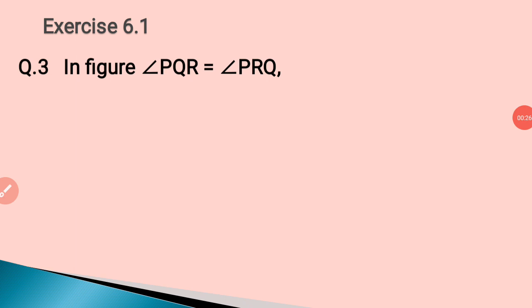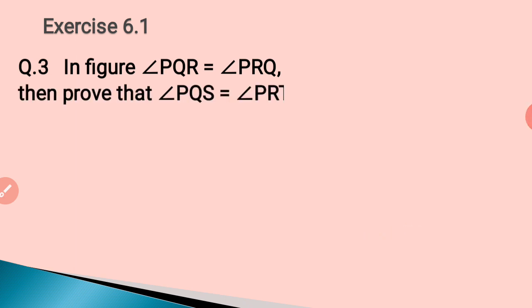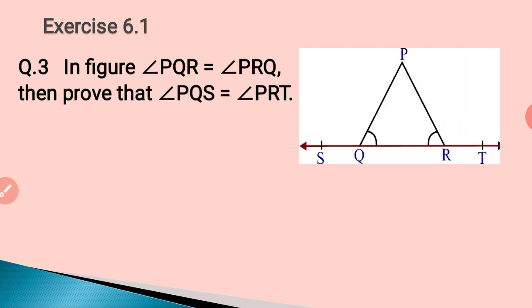Question number 3. In the figure, angle PQR equal to angle PRQ. Then prove that angle PQS equal to angle PRT. So if I talk about the triangle PQR, the internal angles, that is angle Q and R, they are given to be equal. We have to prove that the exterior angle PQS is equal to angle PRT.